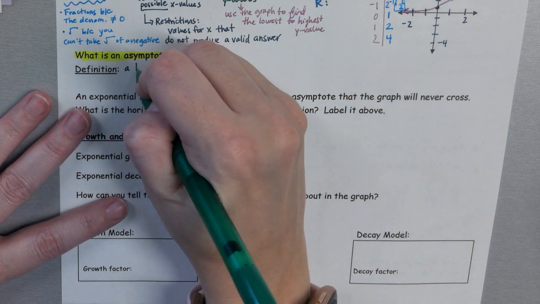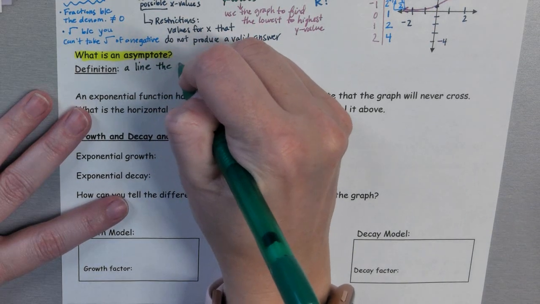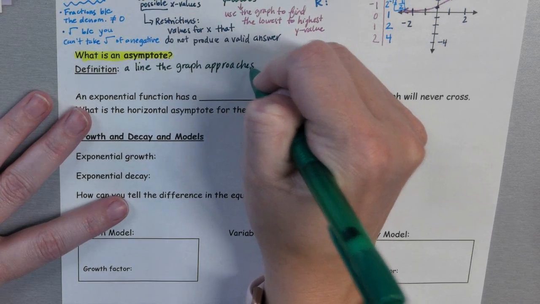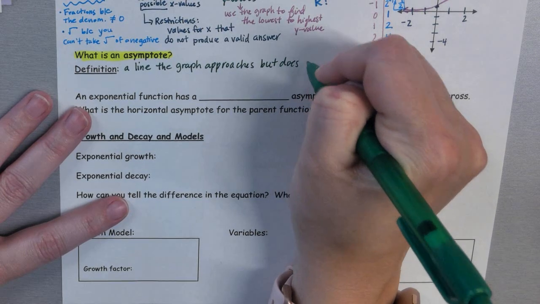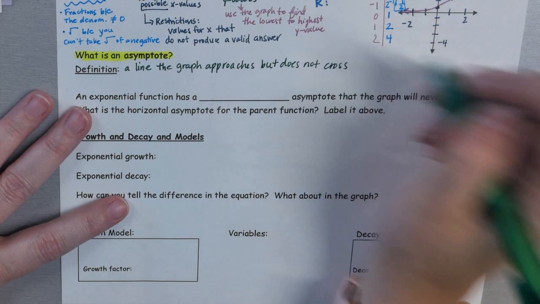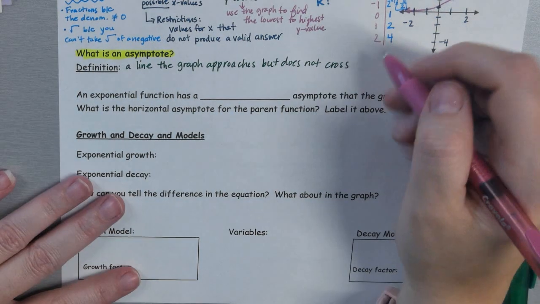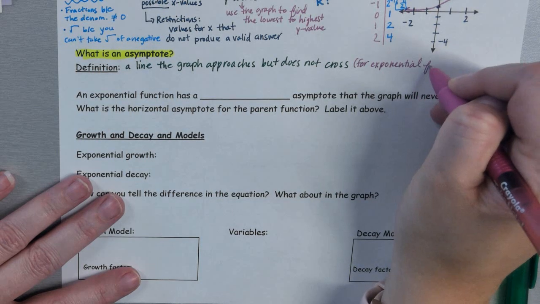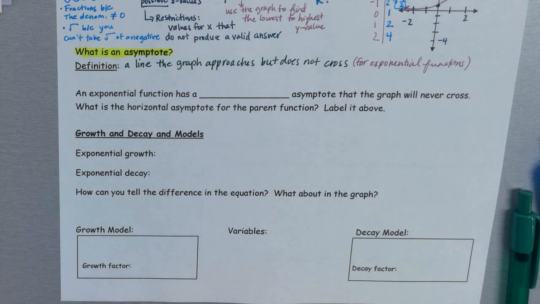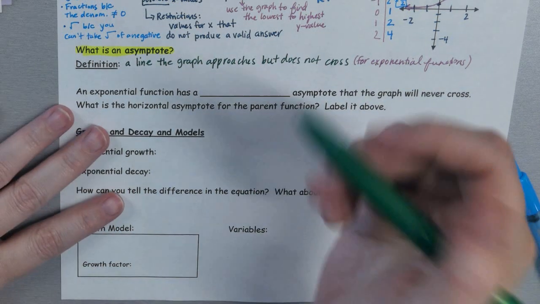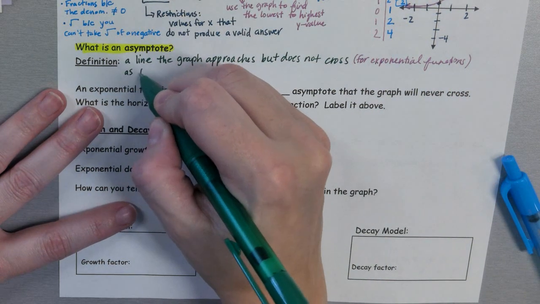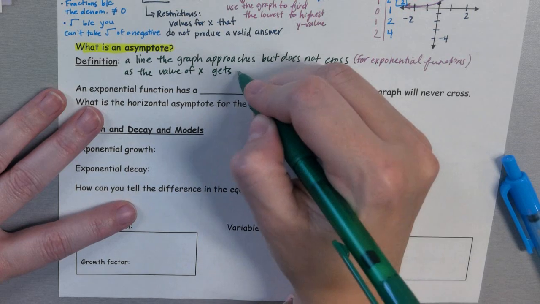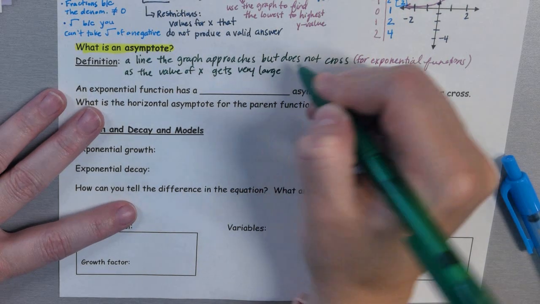cross. So it's a line the graph approaches but does not cross. And that is specifically for exponential functions. I'm going to put that in a different color for exponential functions. And that happens as the value of x gets very large or very small.